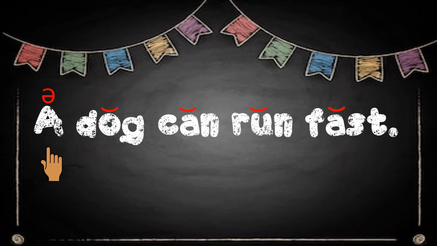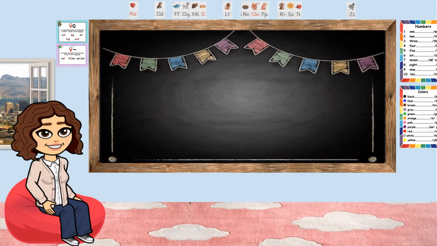Let's read this sentence together. A dog can run fast. Good job, boys and girls. Don't forget that new thing that we learned about the word A, that we're going to read it as uh. Try and see if you can remember to do that when you're reading this week.